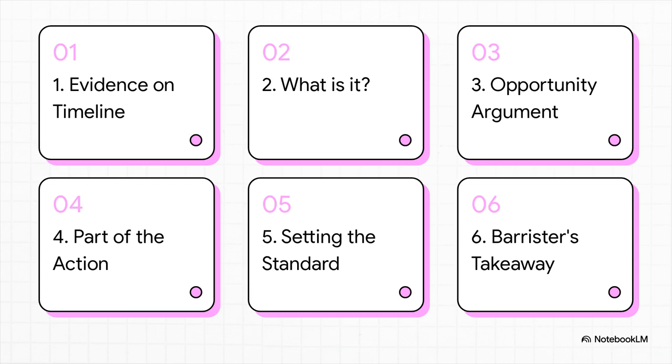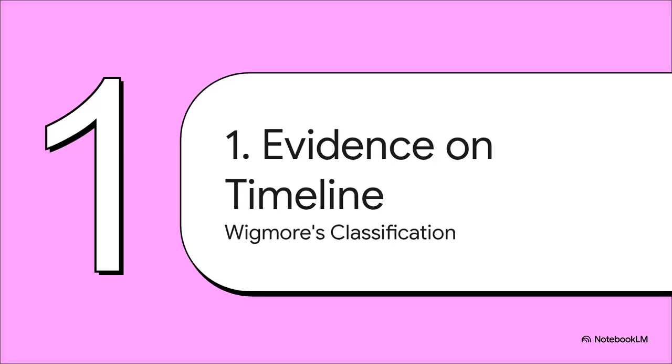So, here's our game plan. First, we'll see where this evidence even fits on a timeline. Then we'll define what it actually is. After that, we'll dig into its three main flavors: opportunity, part of the action, and standards of comparison. And we'll wrap it all up with the big takeaway for you as a barrister. Okay, Section 1, Evidence on the Timeline.